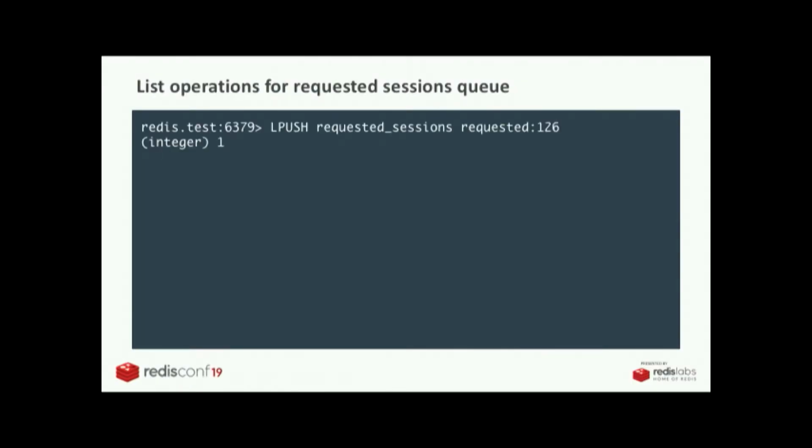So let's see, here we go. Theoretically, this is cut and pasted from an actual session, so I should have it right. So I push something onto the list of requested sessions. But because I don't have a real session ID, Slabs doesn't know about my session ID. I call it requested session, and this 126 is just a made up number to keep track. You could hash it or whatever. You'll see what it's used for later.